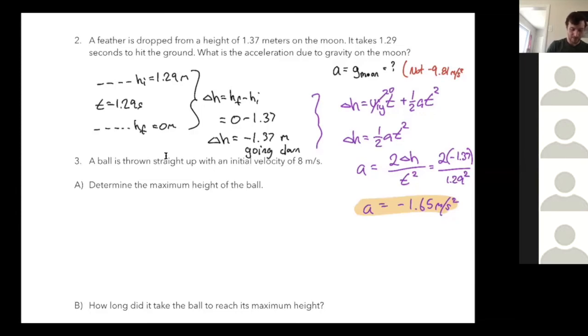maximum height. Remember, whenever you read maximum height, you should think velocity is 0 at the top of the motion, okay? Maximum height, 0 velocity at the top. That should be like a boop, boop, boop, boop right in your brain. Which means if we have an initial velocity of upwards at 8 meters per second, we're going to get a final velocity of 0 meters per second.